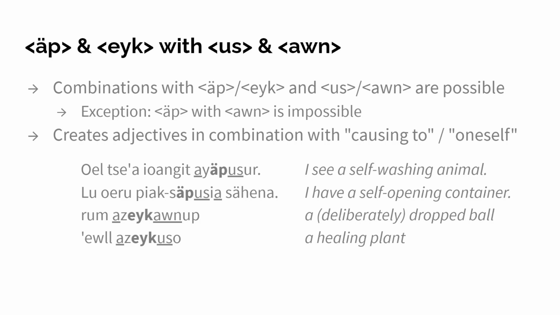Here we have ab in combination with us. So ab, yepur, to wash oneself, and then with us, self-washing, made it into an adjective. Luweru biak sepusia sehena. I have a self-opening container. Room a zeikau noob. A dropped ball from zoop, to fall. Errol a zeikuso. A healing plant.